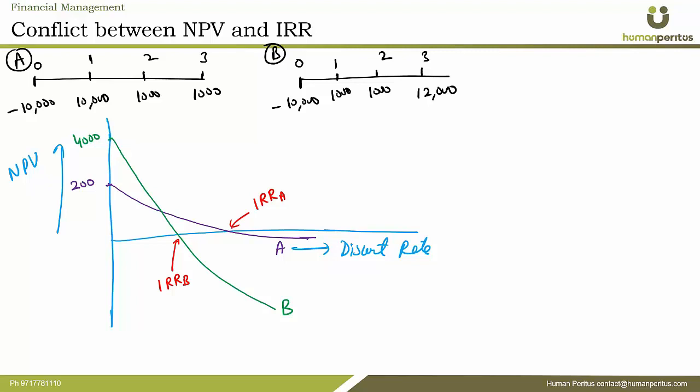So this means for which project is IRR higher? Come on guys, on the chat box. For which project is IRR higher? A, right? The value of IRR is higher for project A. So if we go by our simple logic, what should we do? Because the IRR of A is greater than the IRR of B, I will choose A.